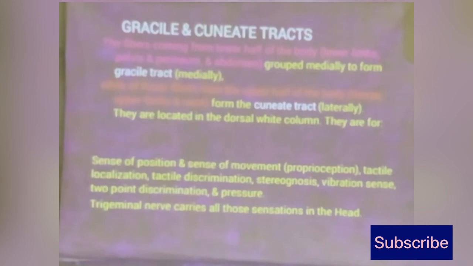And the end organs, what we call Golgi tendon organs in the tendons of our muscles, are also receptors that carry this information for the sense of position, sense of movement, and so on. So the Golgi tendon organ is the receptor that is carrying this information. And they're also there in the joint capsule.